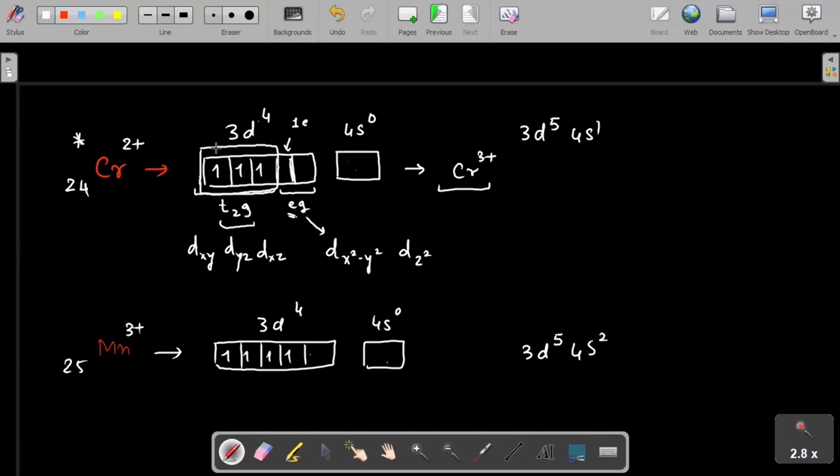We don't have to see the d orbital as a whole now. You can see that T2g is half filled by taking out 2 electrons. Hence Cr2+ can go to the +3 state, which is more stable.